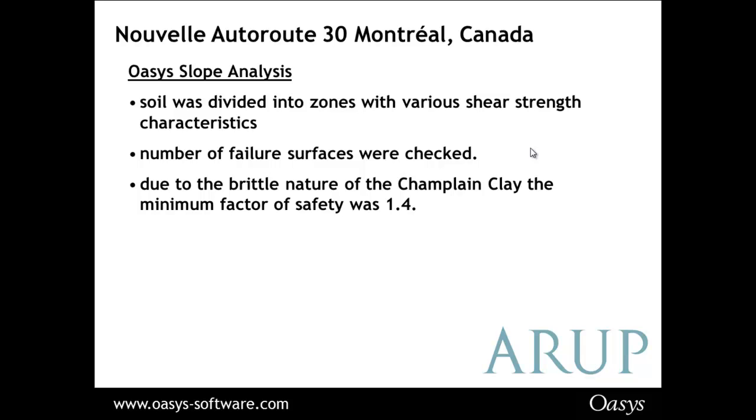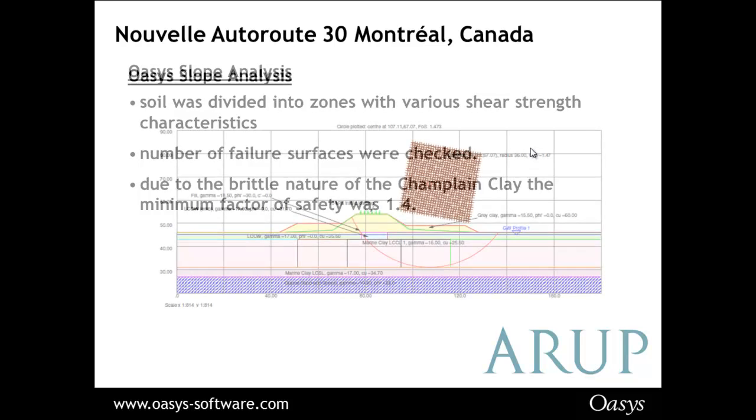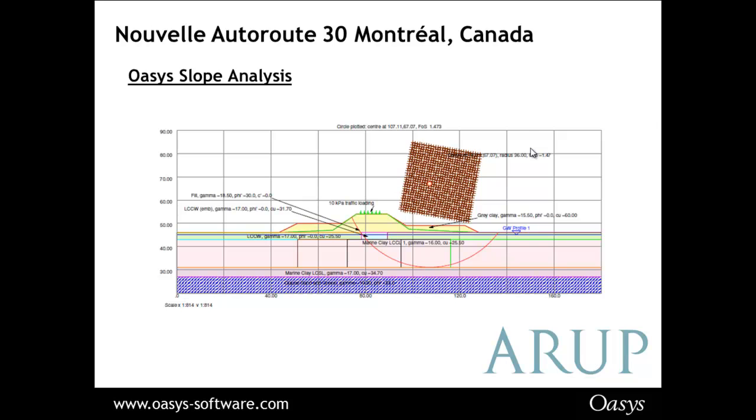and there was a higher factor of safety chosen for this project, which is 1.4, and that was due to the brittle nature of the champion clay. So this is just an example of the slope stability analysis that the Arup designers produced. As you can see, we've got some loading from the traffic at the top. We've got the embankment and formation with various properties.